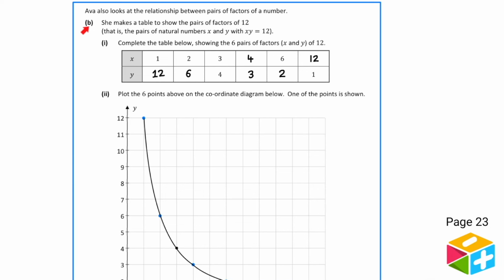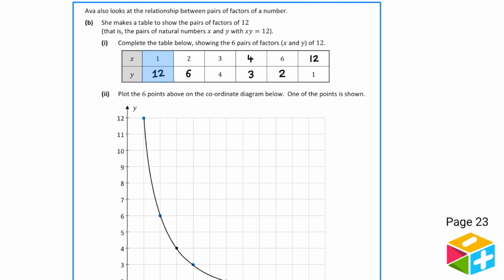In part B, we're looking at pairs of factors of 12. In other words, that's pairs of natural numbers, x and y, such that x multiplied by y gives you 12. The first task is to complete a table showing these pairs. The key to doing this is the following. Whatever numbers we write in, each column must multiply together to give you 12. This means that if we have a column with one number written in, the other number must be 12 divided by that number.